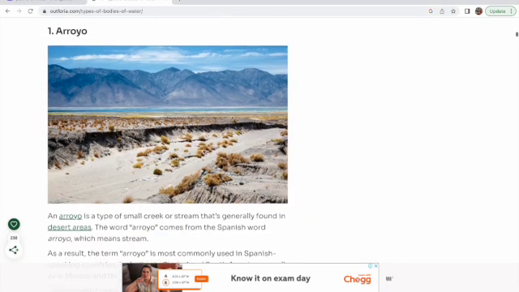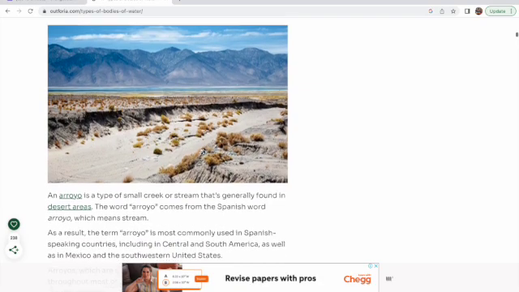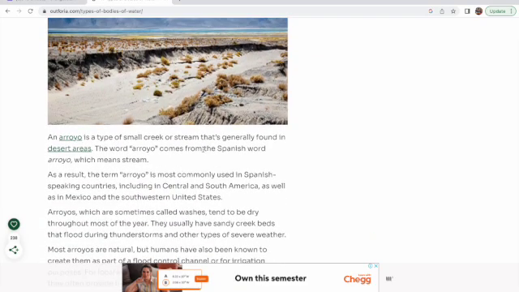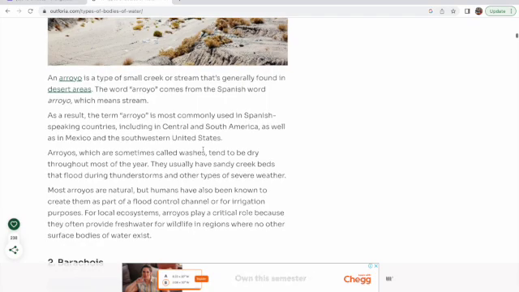Here is an arroyo. You get to see here a picture. It's from a Spanish word. An arroyo is actually a creek in a desert, a creek in a desert. You can actually see these land features in Central and South America, Mexico, and the Southwestern United States.